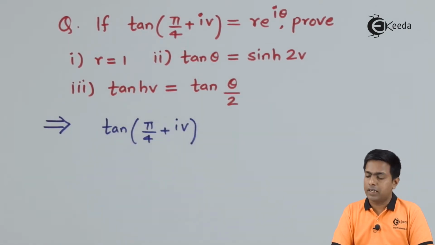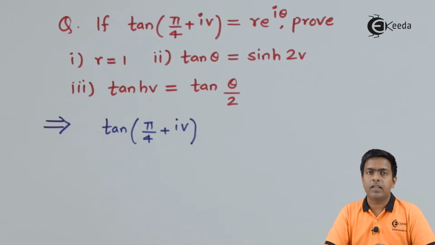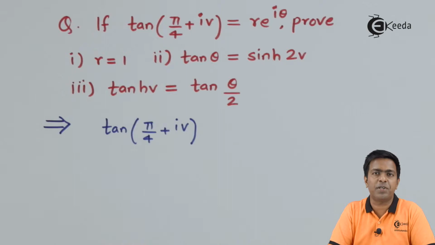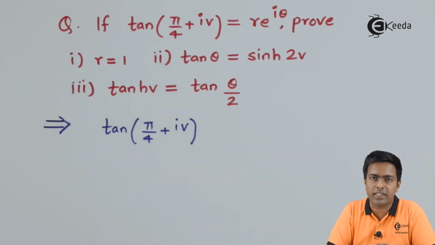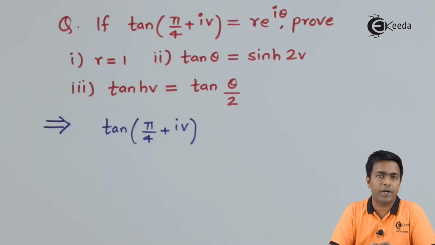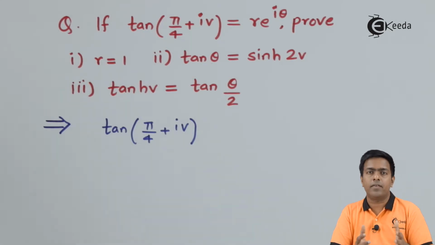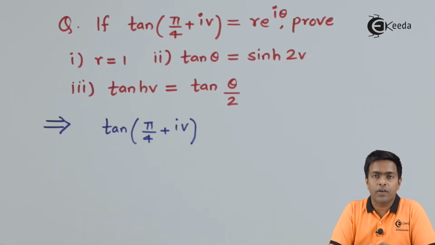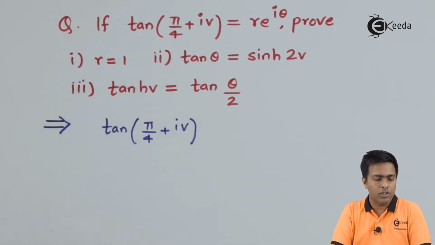So I'm starting with tan of pi by 4 plus iv. Now guys, if you are thinking that we will apply the formula of tan of a plus b, which is tan a plus tan b upon 1 minus tan a into tan b, then you are absolutely wrong. Because if I apply that formula, then we will not get real part and imaginary part separately, or we will get it with complex terms. So what we have to do is we have to use a different approach. So here I will substitute this tan as sine upon cos.